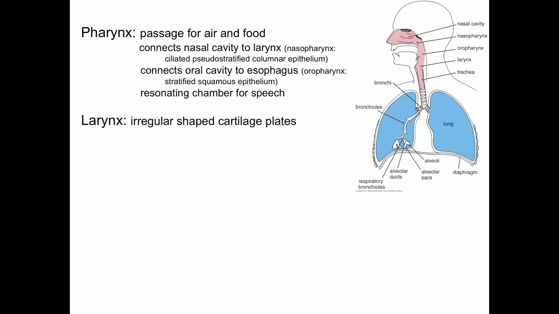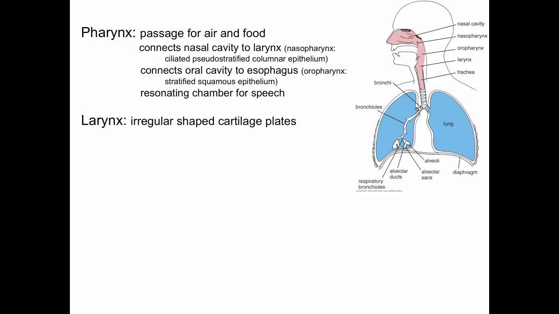The nasal pharynx connects the nasal cavity to the larynx. That's lined by a typical ciliated pseudostratified columnar epithelium, the so-called respiratory epithelium. As you know, the oropharynx connects the oral cavity to the esophagus. That's lined by a stratified squamous epithelium. And from the point of view of the respiratory system, the function of the pharynx is essentially a resonating chamber for the organs of speech.